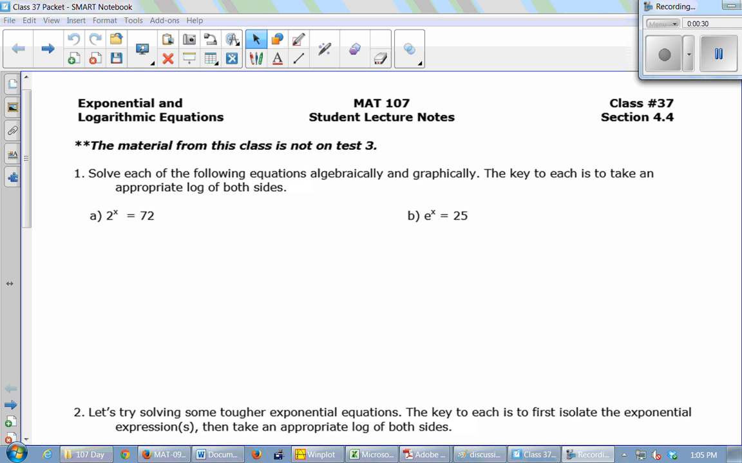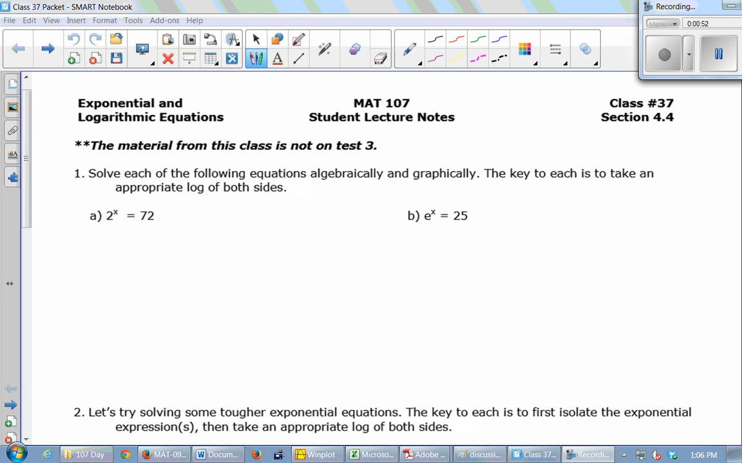Okay. All right, so if we want to solve exponential equations, those are equations where the variable appears in the exponent. The key, when you want to solve them algebraically, is to take an appropriate log of both sides. And you can take any log you want of both sides.